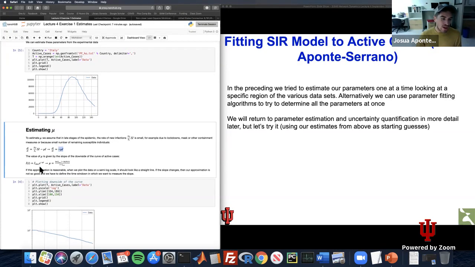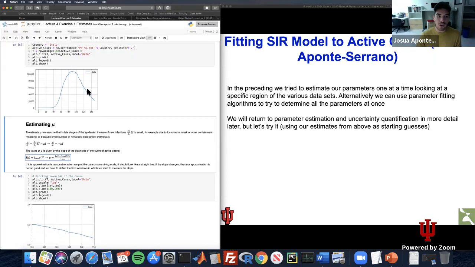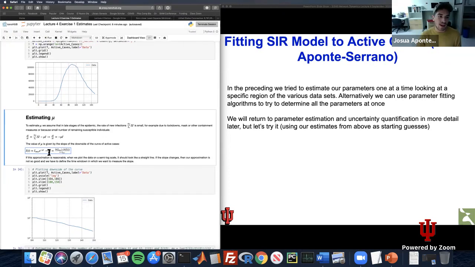So if you integrate that equation and then you solve for mu, you can then define mu in terms of the slope of that curve on the downside of the curve. This is what I'm doing here. I integrated it and then I solved for mu, and it's just telling me that mu is the slope of the curve on the downside of the curve.